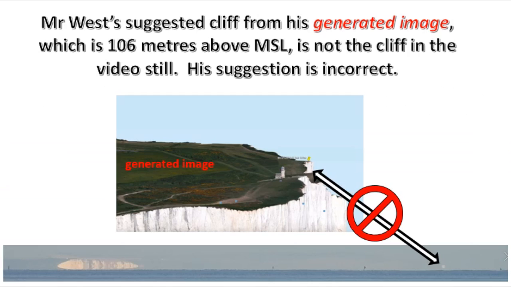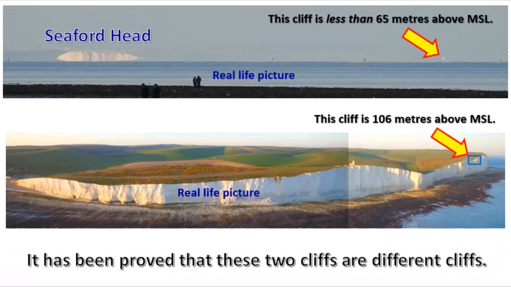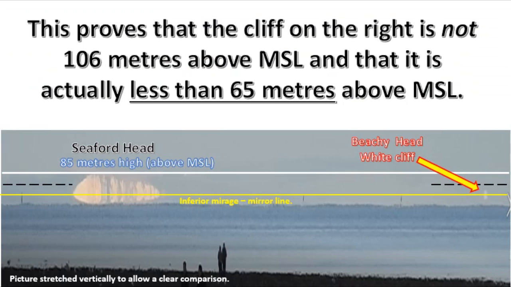Mr. West's suggested cliff from his generated image, which is 106 meters above mean sea level, is not the cliff in the video still. His suggestion is incorrect. It has been proved that these two cliffs are different cliffs. This proves that the cliff on the right is not 106 meters above mean sea level and that it is actually less than 65 meters above mean sea level.